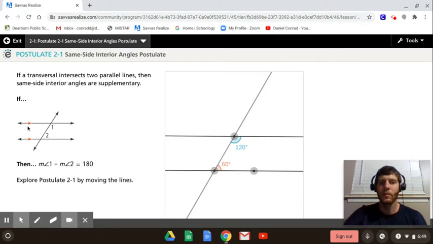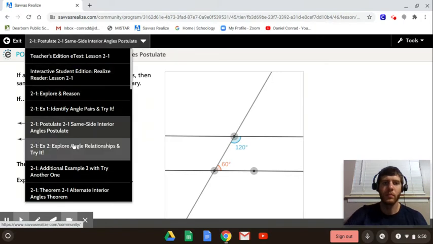These little arrows here indicate that the lines are parallel. Parallel lines are two lines that never intersect. Since they're same side interior angles and the lines are parallel, we know that they're supplementary. So the measure of angle 1 plus the measure of angle 2 is going to add up to 180. Okay, so let's look at example number 2.